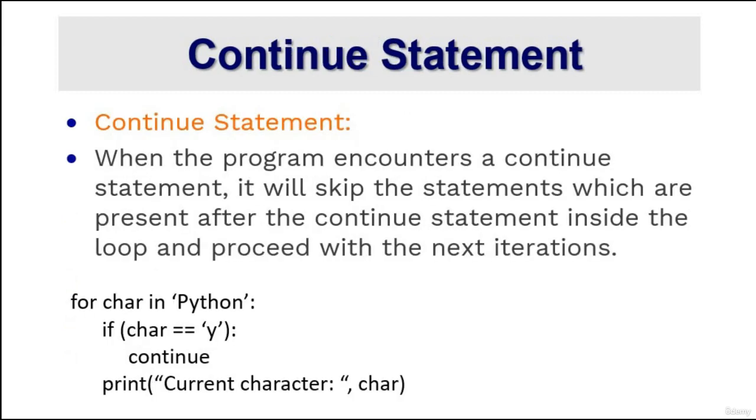So what is the continue statement? When the program encounters a continue statement, it will skip the statements which are present after the continue statement inside the loop and proceed with the next iteration. So it will skip that part of the code. If you want to skip any line in the program, you just type continue and that line will be skipped. Let's do this in our code editor and that will make your concept clear.